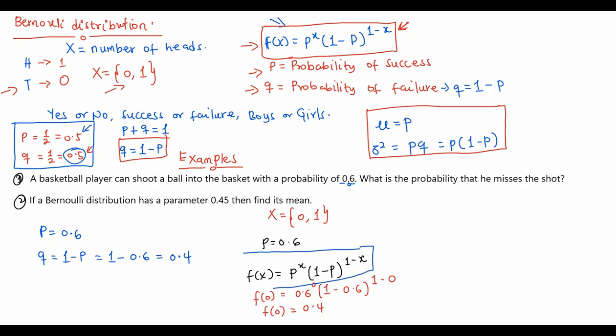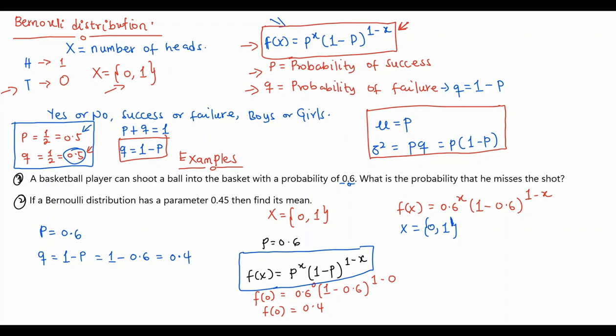You might actually be asked to find the probability distribution function. In this case we know our p to be 0.6, so in general f of x is equal to 0.6 to the power of x, multiplied by 1 minus 0.6 to the power of 1 minus x. This becomes our probability distribution function, where x can be either 0 or 1. We know x is 0 when there is failure, and x is 1 when there is success. This will be the probability mass function for the question.